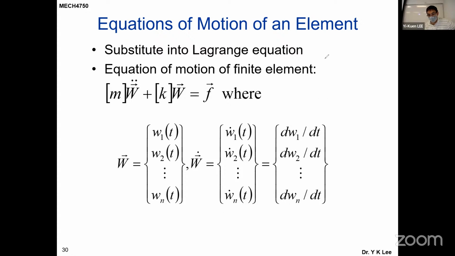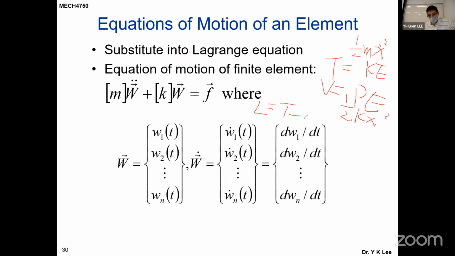Once you get T, the kinetic energy, and V, the potential energy, such as one half m v squared and one half k x squared, we calculate L equals T minus V. And the Lagrange equation of motion is what? Basically, it's here.